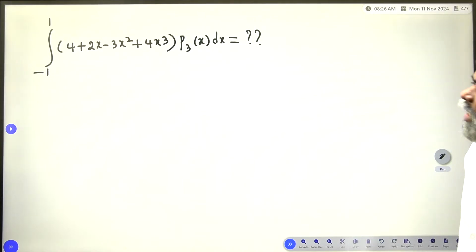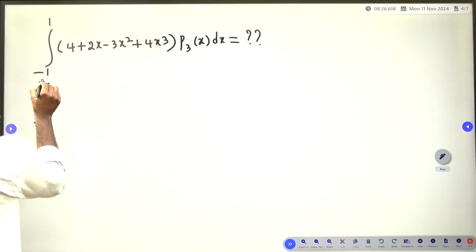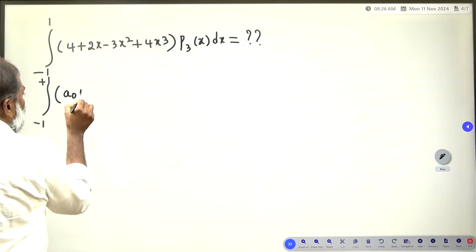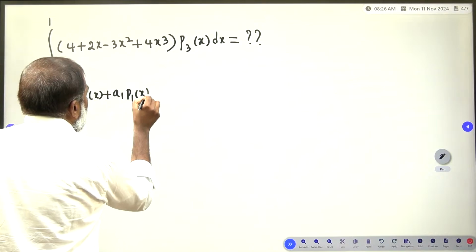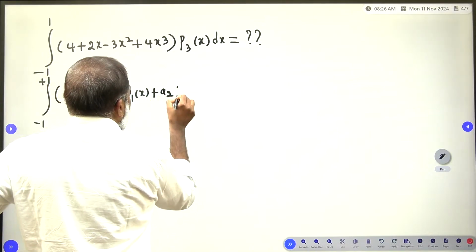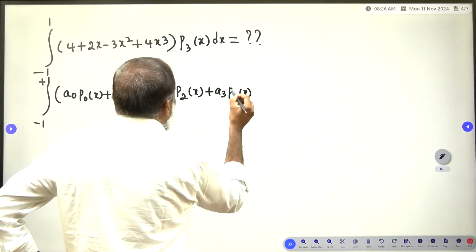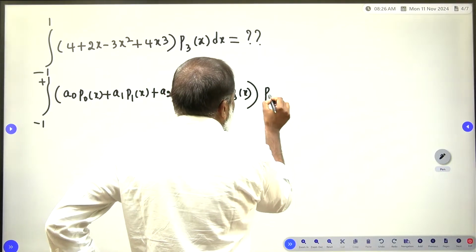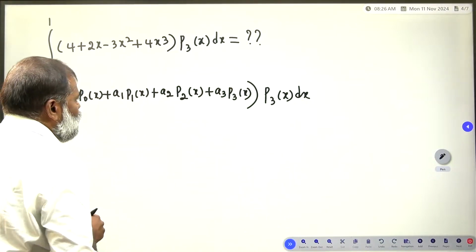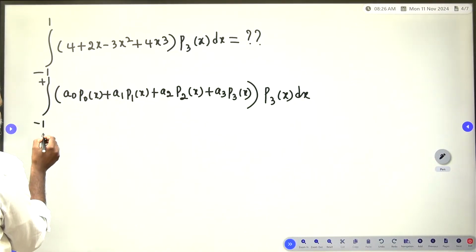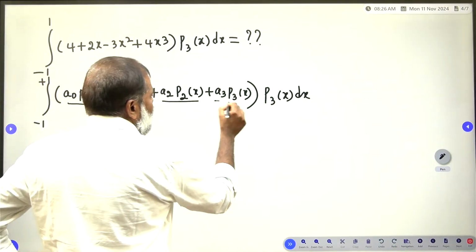Already we calculated, so we have to write here. So which one we have to write? Integral minus 1 to plus 1, 4 is equal to A0 into P0 of x plus A1 into P1 of x plus A2 into P2 of x plus A3 into P3 of x into P3 of x into dx is there. So this is the value we substituted. Now you have to see A0 we calculated, A1 we calculated, A2 we calculated, A3 we calculated.